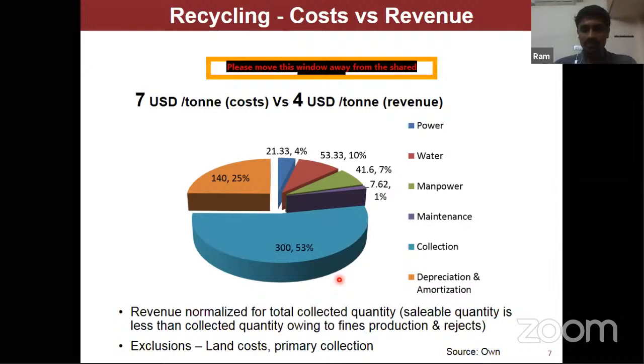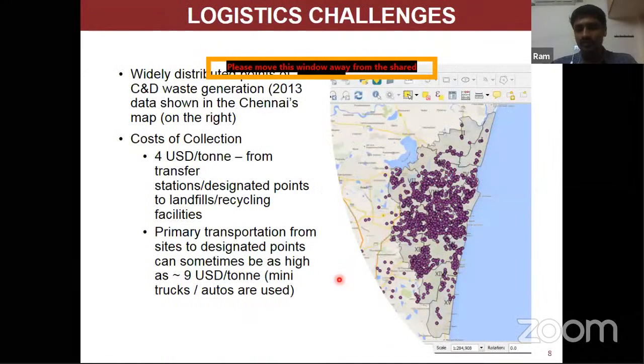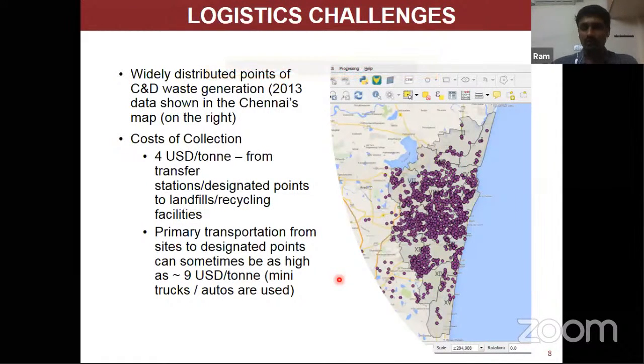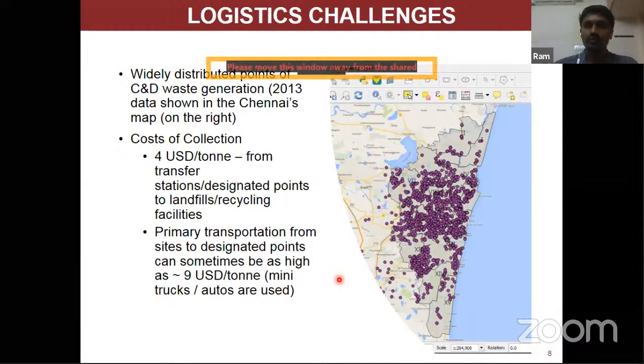So why is it that collection becomes such a big cost factor? If you take a natural aggregate facility, the entire raw material feed is available at a single place, like a quarry or a mountain. However, a recycling facility needs to fetch its raw material from widely distributed points. For example, what you see on the screen is the Chennai city map, wherein every year, about 5,000 to 8,000 construction or demolition activities happen in different locations.